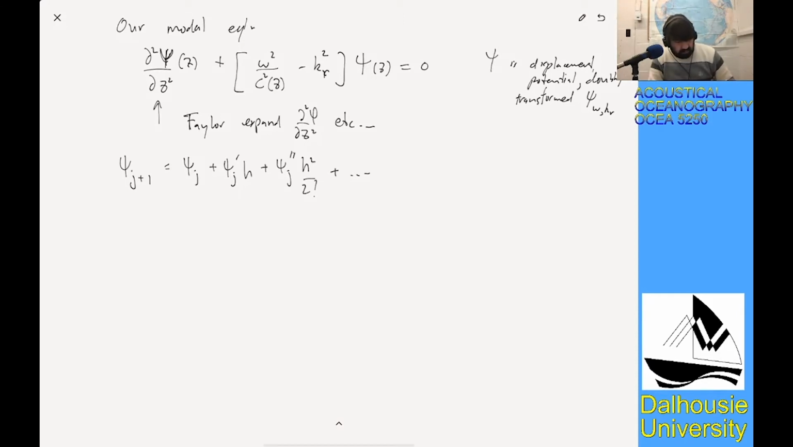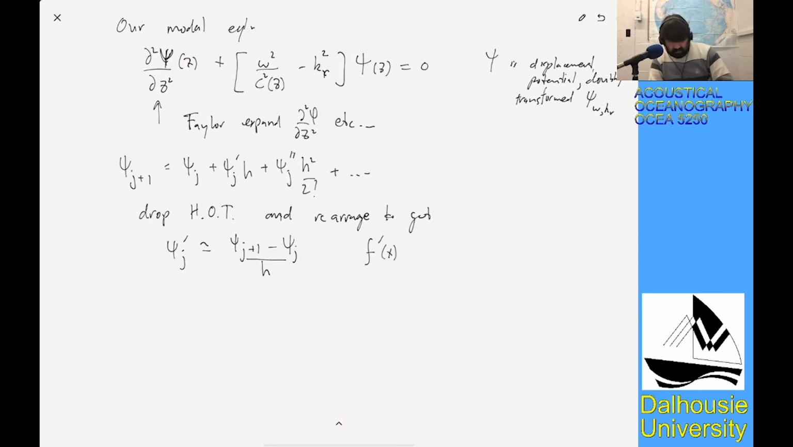So drop the higher order terms because they're too hot, and rearrange to get the first order derivative is approximately equal to, okay, and this is basically from the definition of a derivative. I'm sure you recall this from first year calculus, right? It's all we're doing here, okay?